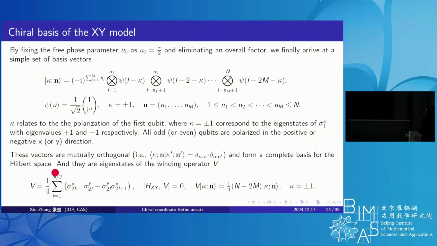And we can easily prove that these vectors are orthogonal and complete. They form a complete basis for this Hilbert space. They are all eigenstates of this winding operator V. This winding operator V commutes with the Hamiltonian of the XY model, and all the basis vectors are eigenstates of this winding operator V.